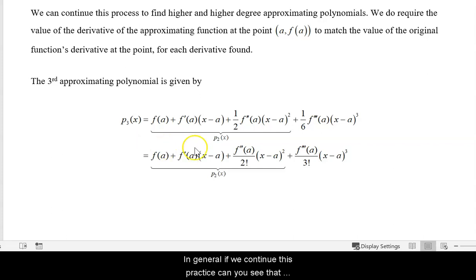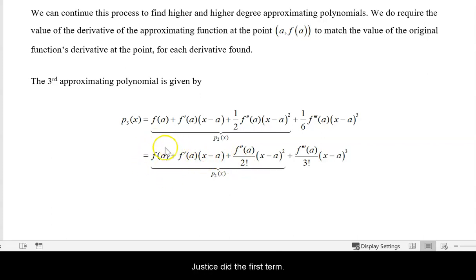In general, if we continue this practice, can you see that there is in fact a pattern developing? You'll notice that in the second, third, and fourth terms, we have a first derivative, then a second, then a third derivative. That also matches the power on the binomial factor x minus a: the first power, the second power, and the third power. In fact, it matches the denominator of the fractions, the third factorial, the second factorial, and if we continue the pattern backwards, this should be the 1 factorial, which is of course 1.